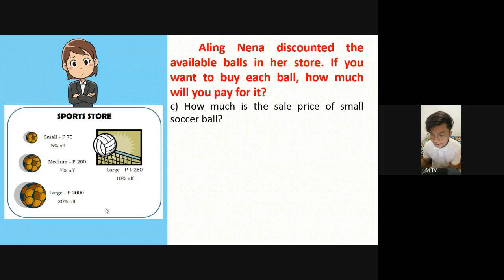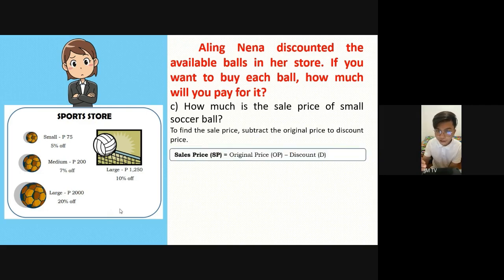How much is the sale price of small soccer ball? To find the sale price, subtract the discount from the original price. Ito yung ating formula na gagamitin. Sales price equals original price minus discount. SP equals OP minus D. So that will be our formula.